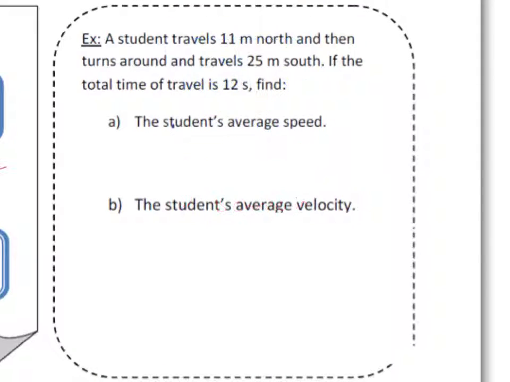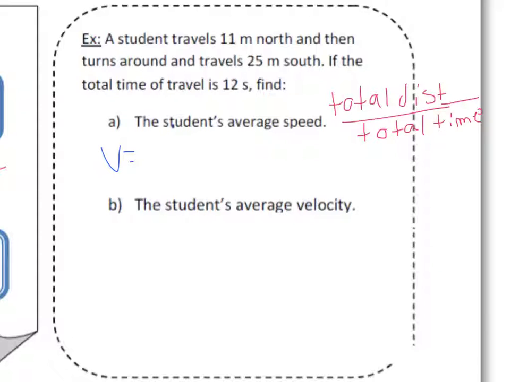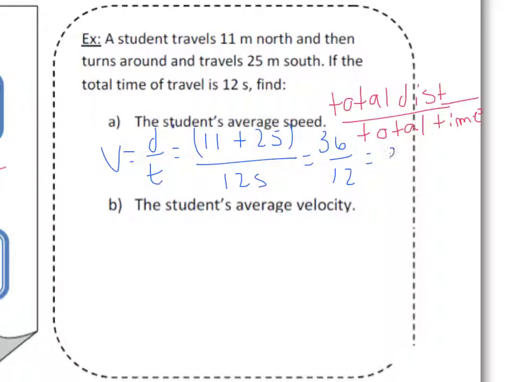Okay, let's take some time and read this question. Find a student's average speed. The average speed is equal to the total distance divided by the total time. So V equals d over t, which equals 11 meters plus 25 meters over the total time, which is 12 seconds, which equals 36 over 12, which equals 3 meters per second.